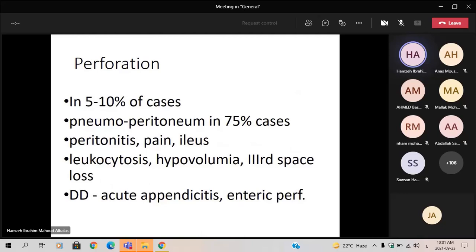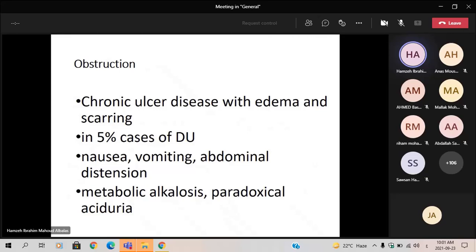Perforation occurs in 5 to 10%, with pneumoperitoneum present in the imaging study. We have to rule out the differential diagnosis of acute appendicitis or perforation of the bowel. So we have to do a CT scan to rule out perforation. If there is perforation, we have to treat, as we mentioned previously, and we insert a Graham patch on the perforation.